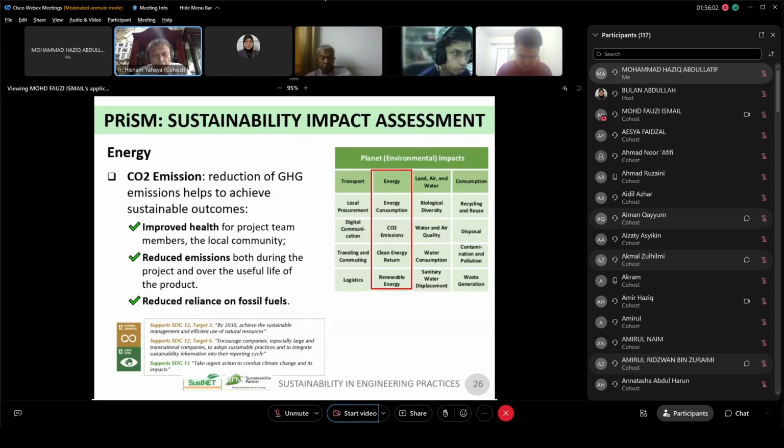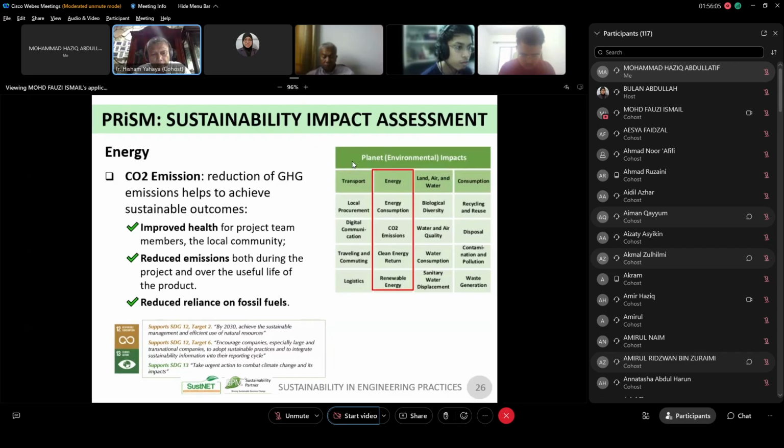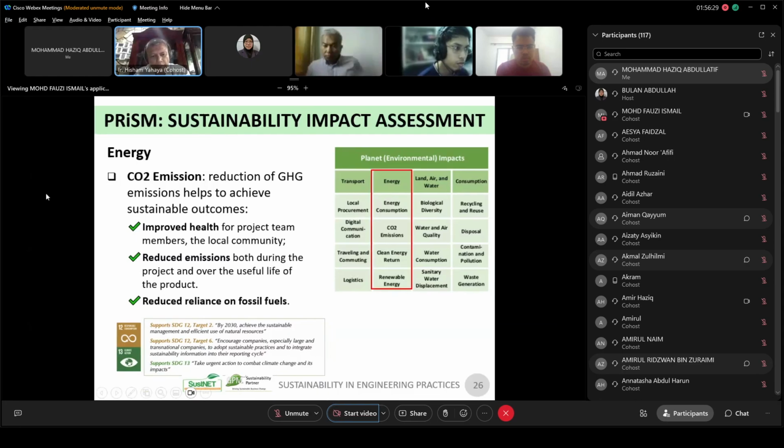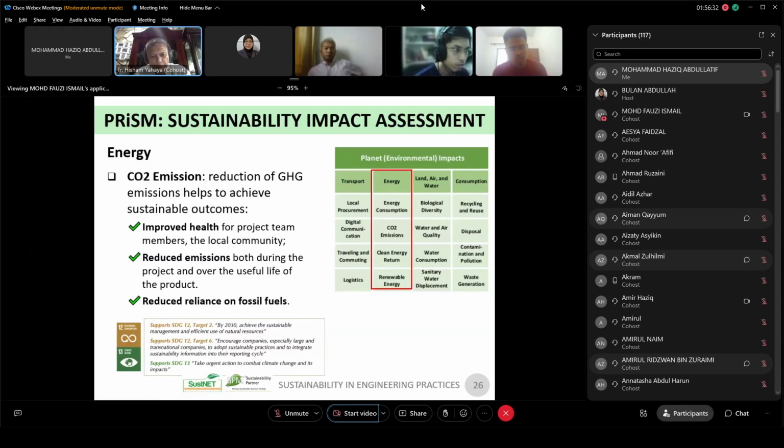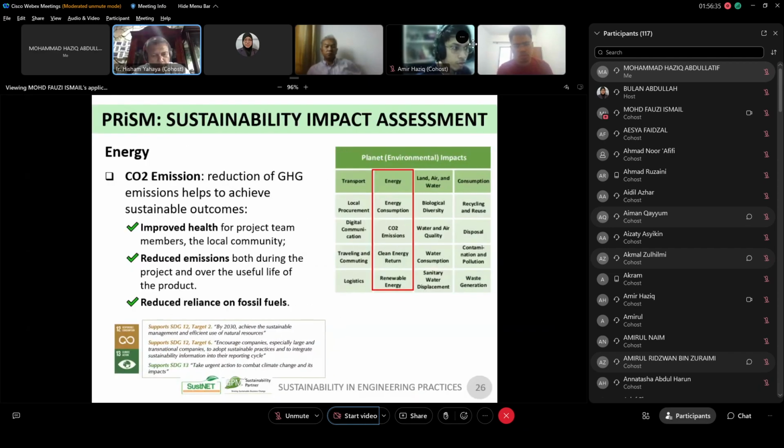Okay, next slide please. Similarly, on carbon emission, you will improve in terms of health. Sometimes if you have too much carbon dioxide emission, when it rains it becomes acid. You are going to have acid rain. With acid rain, you affect the project site as well as the community where you operate. You also become less reliant on fossil fuel. You use less oil or hydrocarbon in your project. Okay, next slide please.